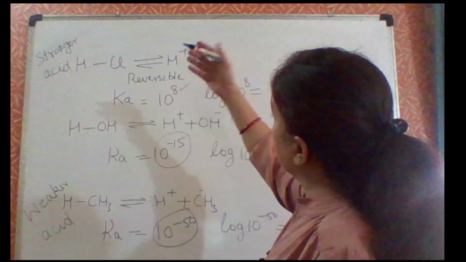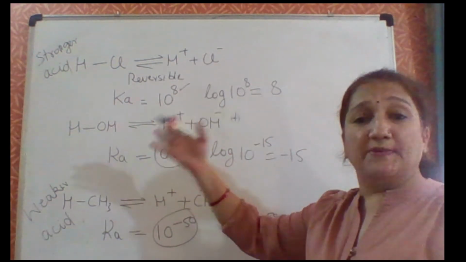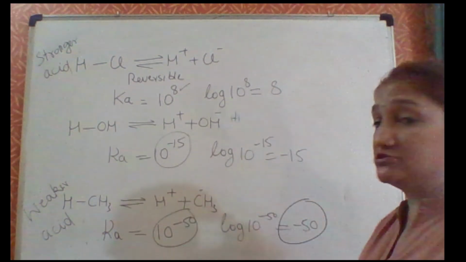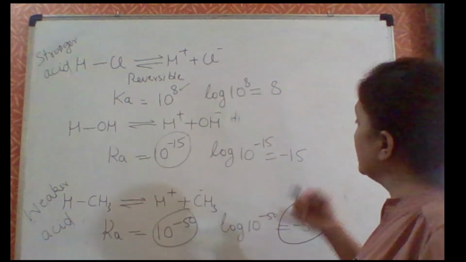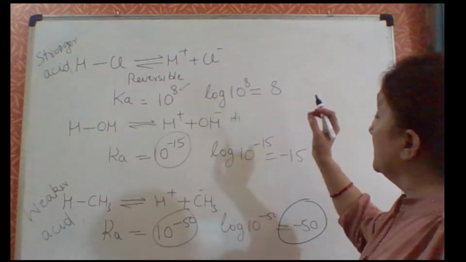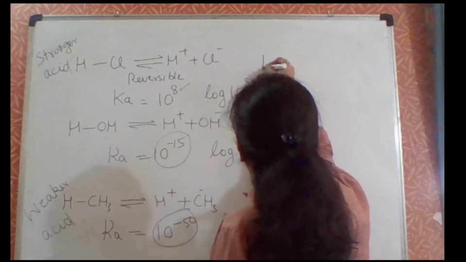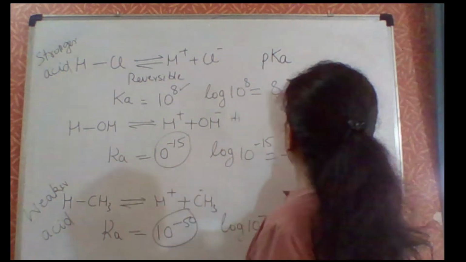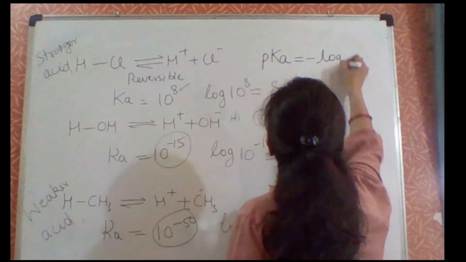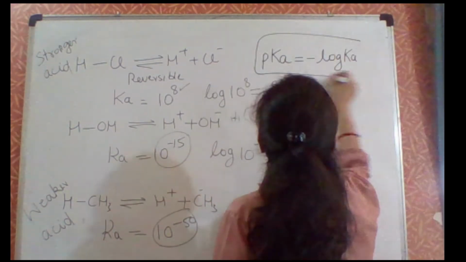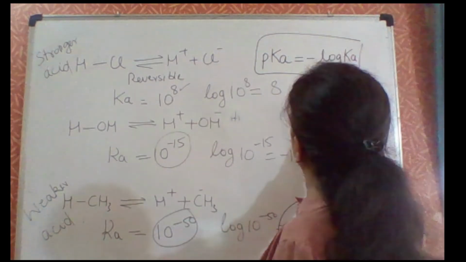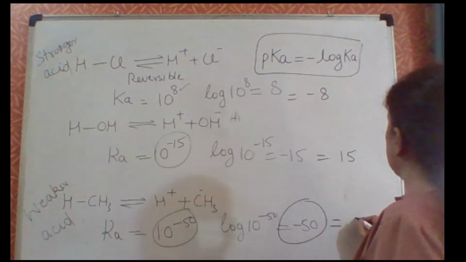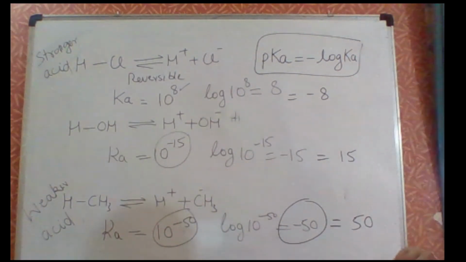Now, in organic chemistry, most of the acids we deal with are weak acids, which means we will have to deal with these negative values more often. So again, to make this more convenient and handy, a new thing was devised known as pKa. pKa is defined as the negative log of Ka values. So, taking negative log of this becomes minus 8. Taking negative log of this makes it 15. And this becomes 50.